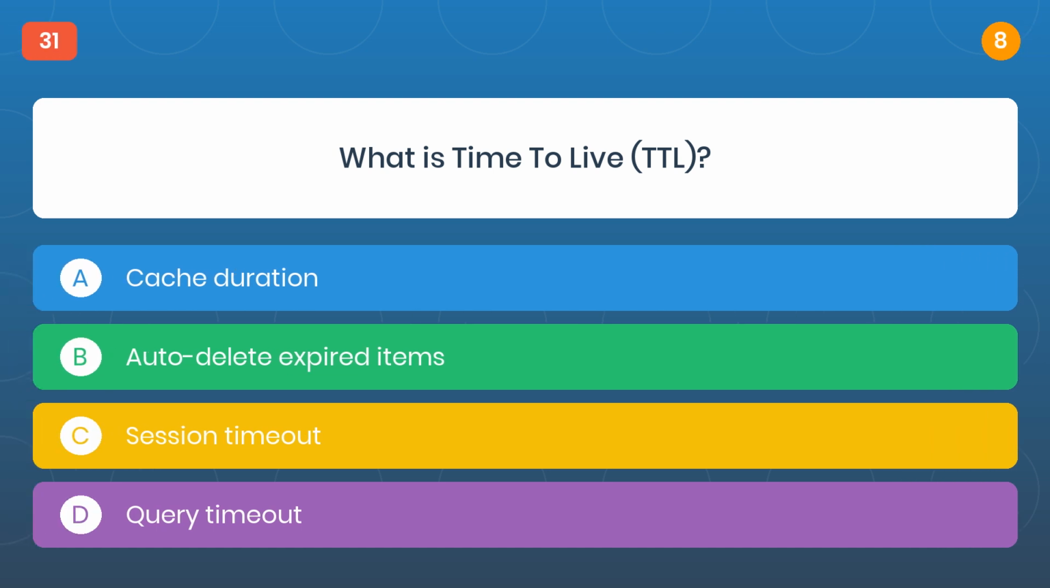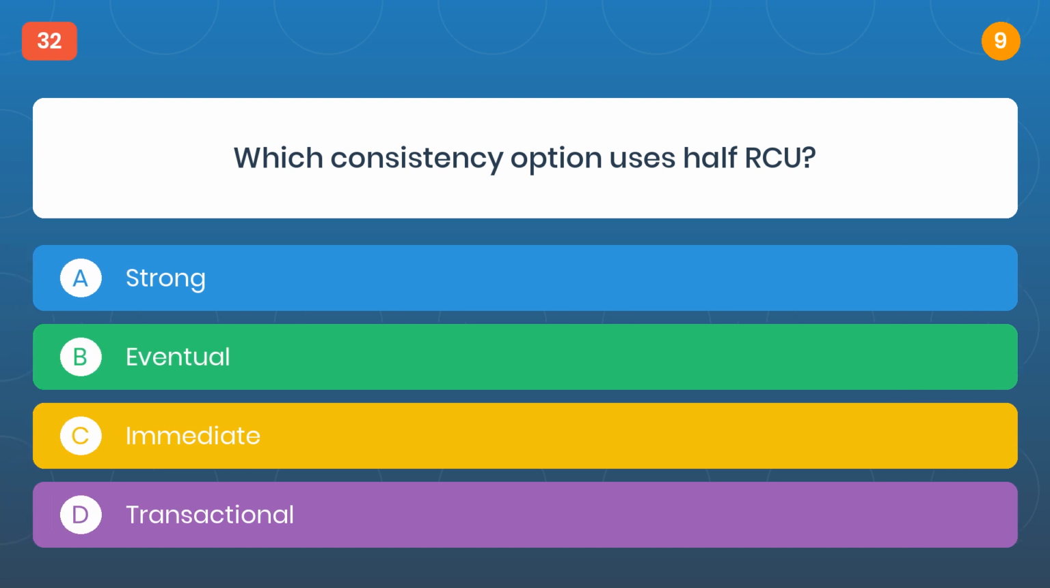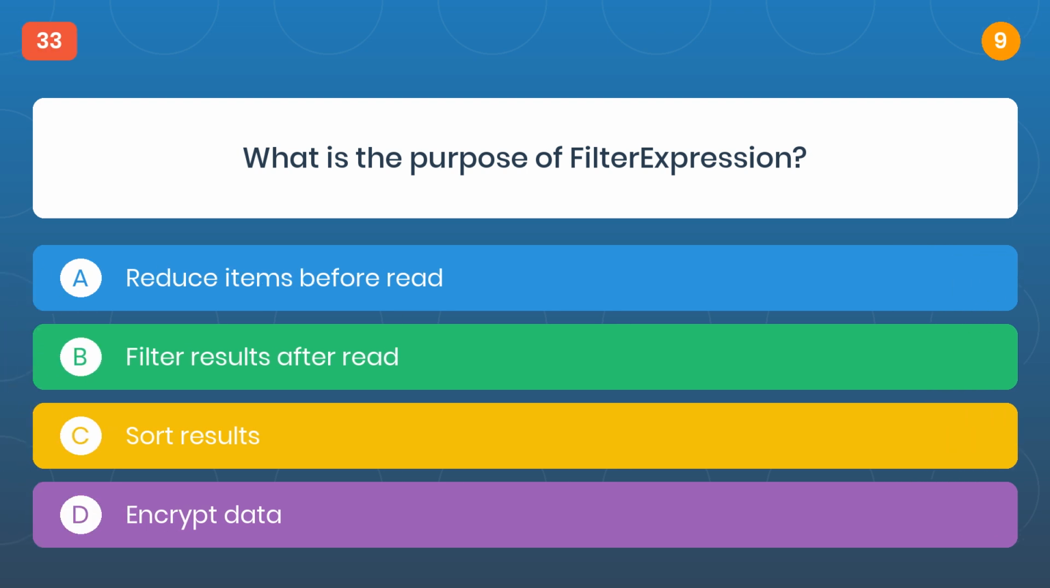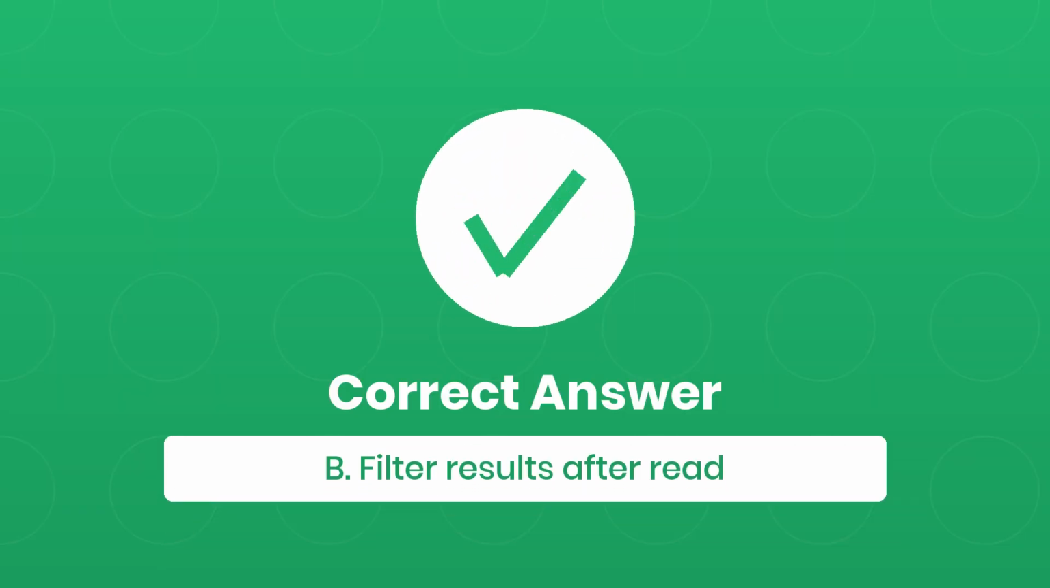Question 31. What is time to live, TTL? The correct answer is B, auto-delete expired items. Question 32. Which consistency option uses half RCU? The correct answer is B, eventual. Question 33. What is the purpose of filter expression? The correct answer is B, filter results after read.